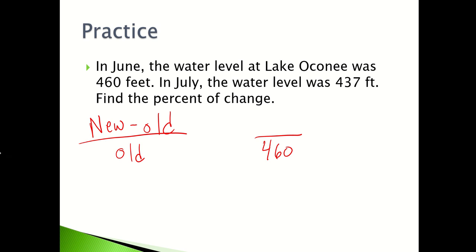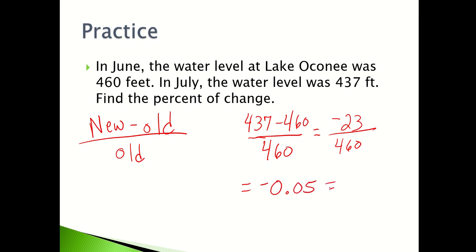New minus old. 437 minus the old 460. Okay, let's work this out now. 437 minus 460, so that's negative 23 divided by 460. If it's a decrease, it should be negative. And we get negative 0.05. What is that as a percentage? It is, move the decimal over 2 spots, boom, boom, negative 5%. So the percent change is negative 5%, or you might say a 5% decrease.